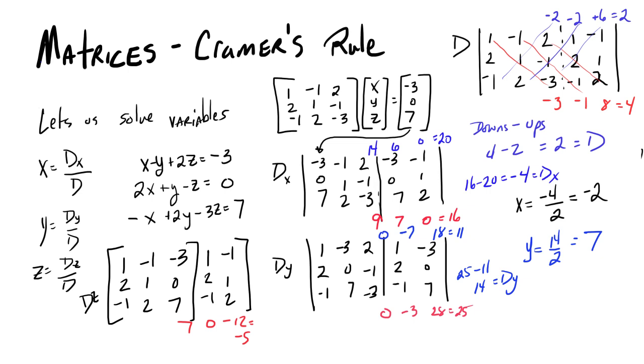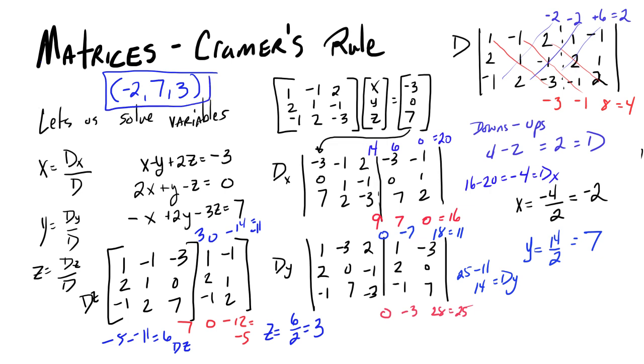Do the ups. 3, 0, -14. That gives me -11. So now downs minus ups. So -5 minus -11 equals 6. That's dz. So z equals 6 divided by 2 equals 3. So for this problem, x is -2, y is 7, z is +3.